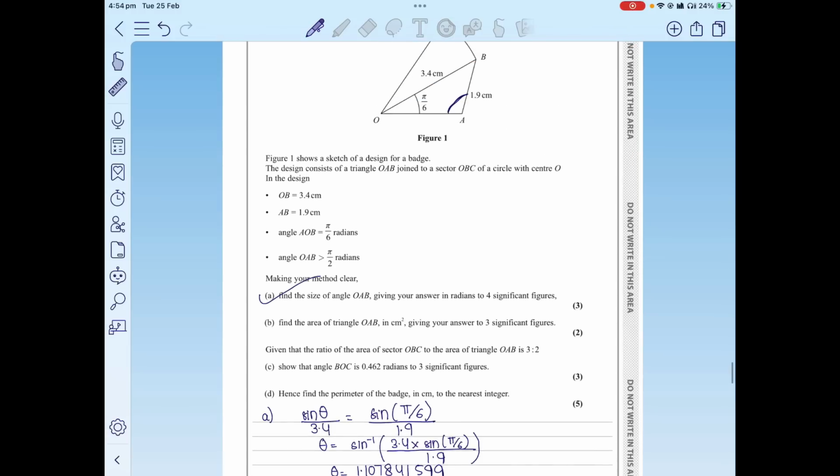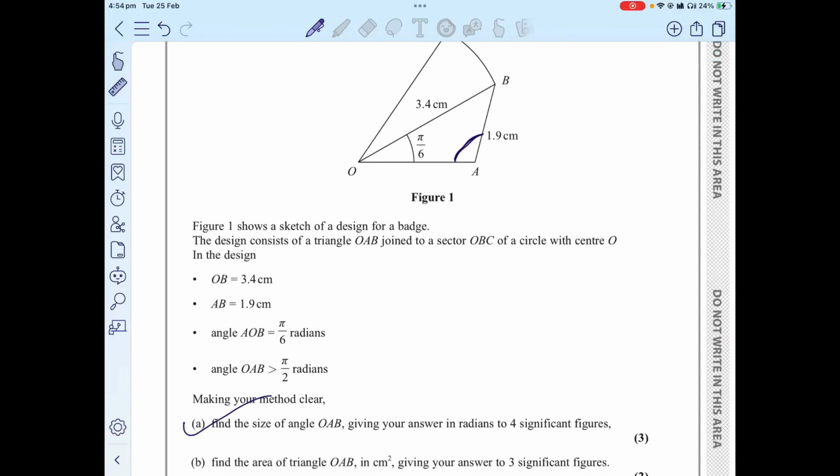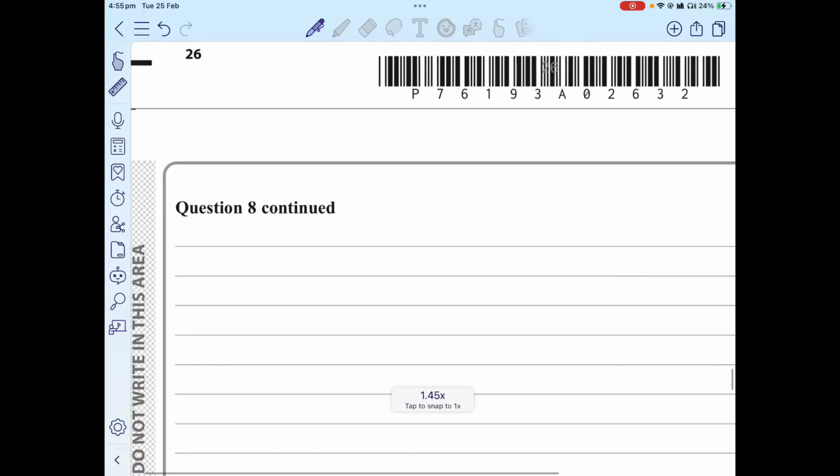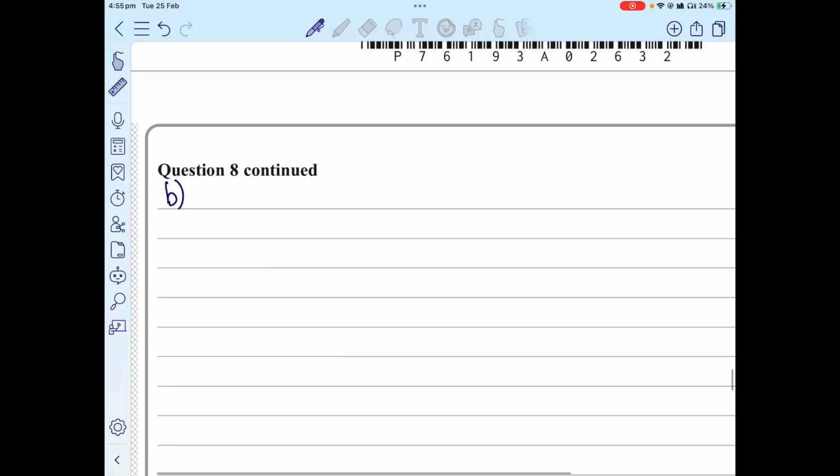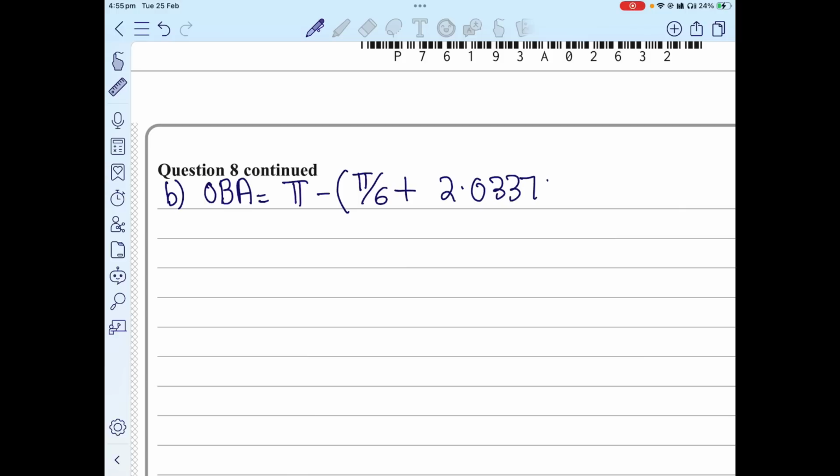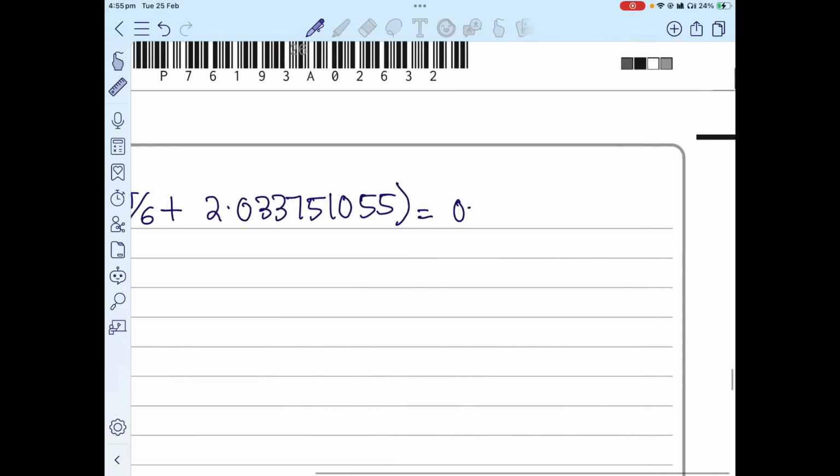Okay, find the area of the triangle OAB. Now for the area of the triangle, we need two lengths and the angle in between. We can take this angle, which is not known, but we know both sides. How to find this angle? That is OBA. First I find the angle OBA. Pi is 180, so pi minus one of the angles, which was pi over 6, and the other angle, which was 2.033751055, is equivalent to 0.5842428833. So this is one of your angles.